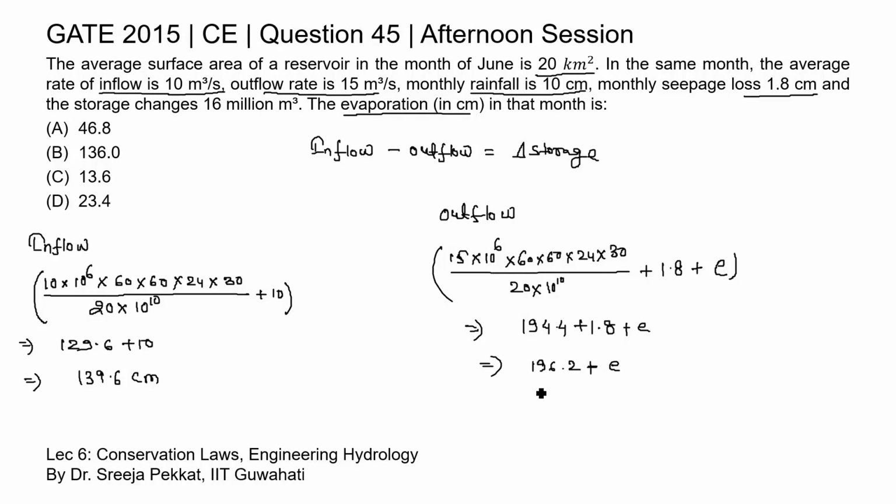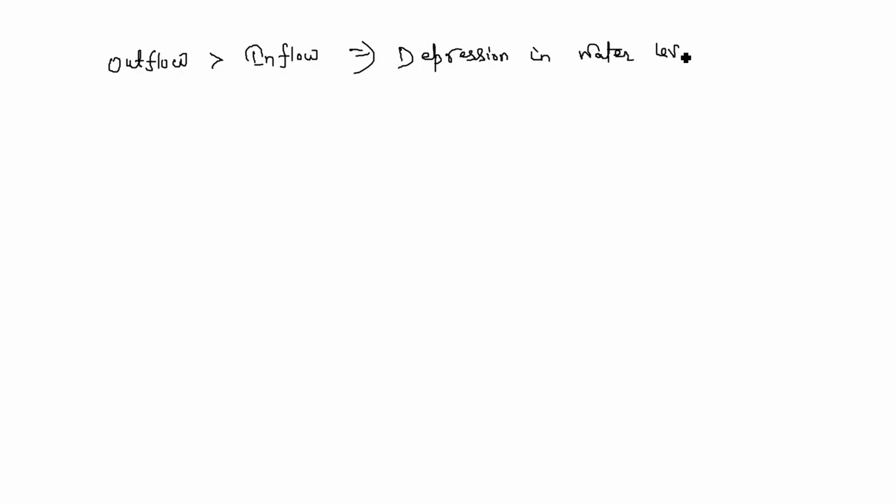So, from the inflow and outflow values, we can see that for this reservoir outflow is greater than inflow. In case outflow is greater than inflow, we can say there is a depression or fall in water level. So, the storage change of that reservoir will be negative.